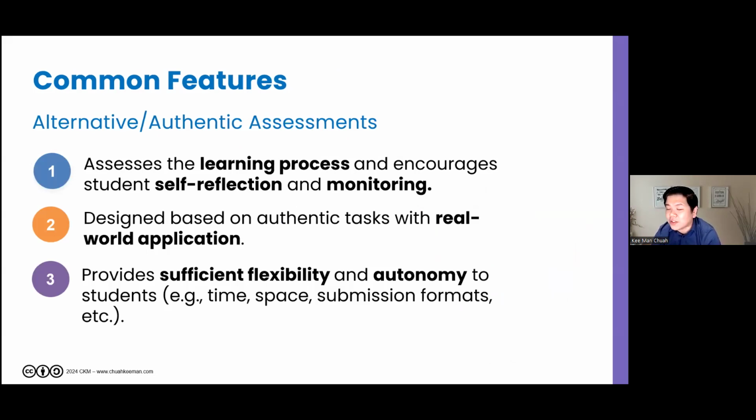These are the common features. If you have this in your assessment, you can try and pull it away from traditional. For example, you assess more on the learning process. How do you do this? Meaning you don't look at the final product alone. You're going to measure them progressively. So a big project, for example 30%, you can have like 10, 10, 10.